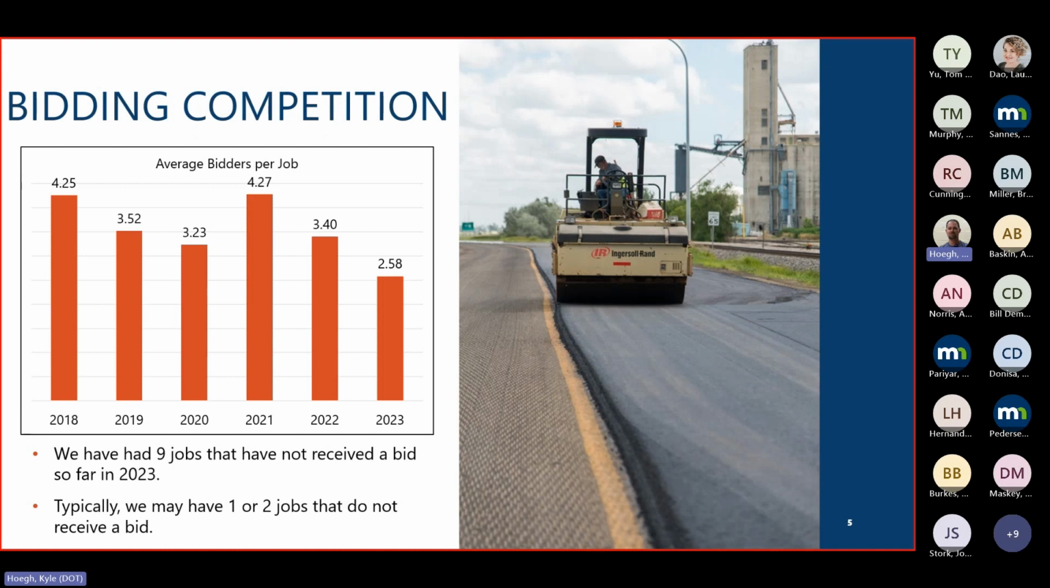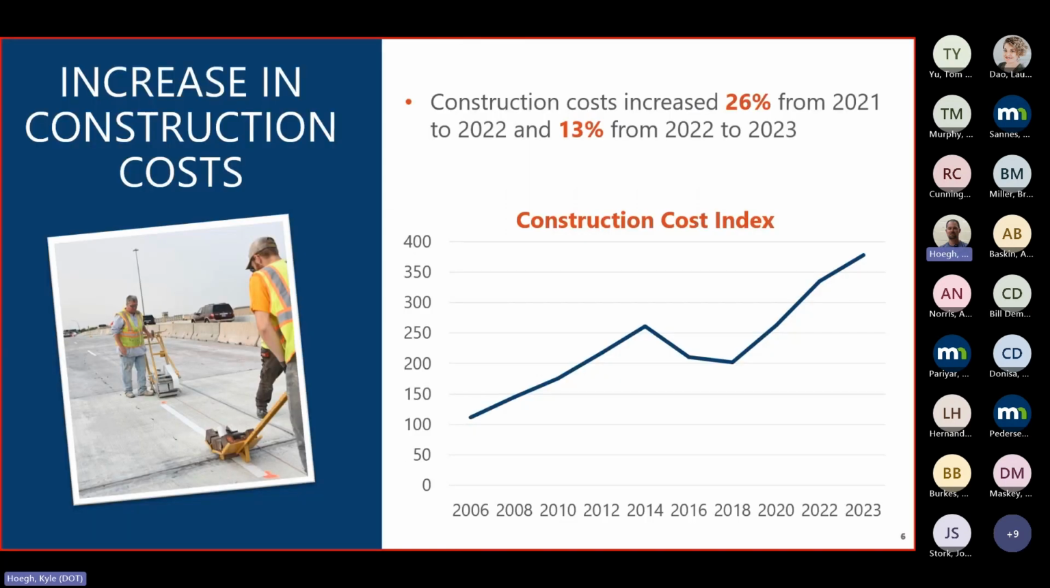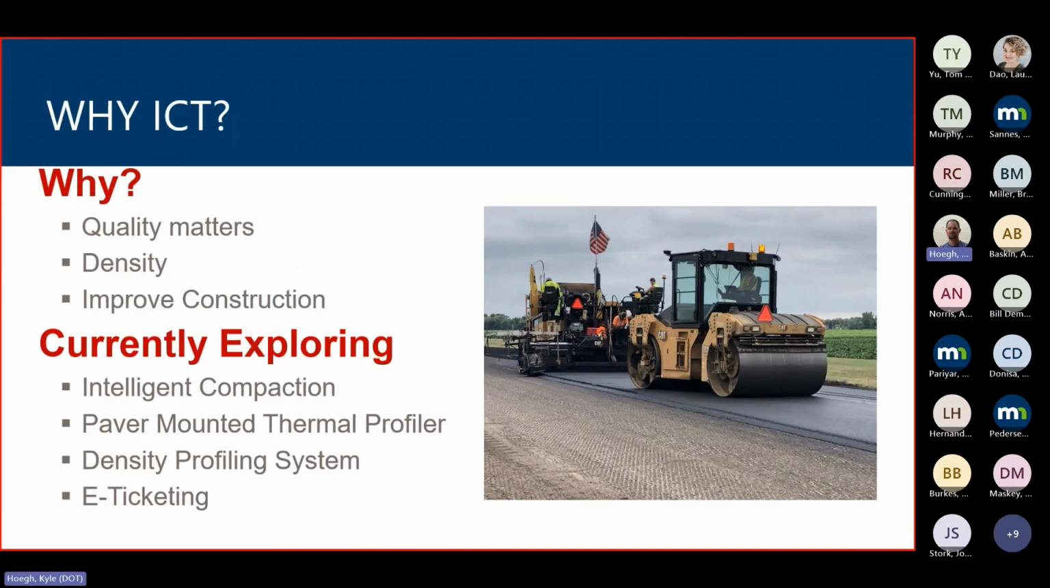This shows the bidder competition. I don't know if there are similar stories in the states you're from, but our bidder competition is really declining. We're only seeing about 2.58 bidders per job. We've actually seen 9 jobs this year with 0 bids. So bidder competition in North Dakota is really, really low. And on inflation, once again, we've seen that initial big spike of 26% from 21 to 22, and 13% from 22 to 23. So inflation is definitely a real thing, which gets into why I think ICT is important.